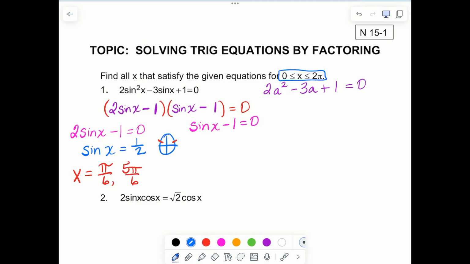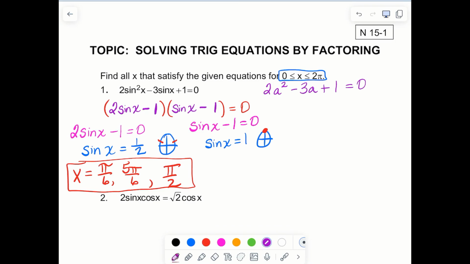And then to solve the one on the right, I would get sine of x is equal to 1. On the unit circle, that's of course up top here, and that would be pi over 2. So my three answers would be those.